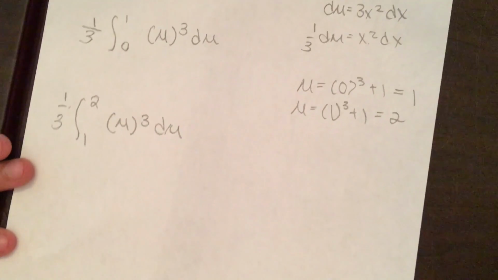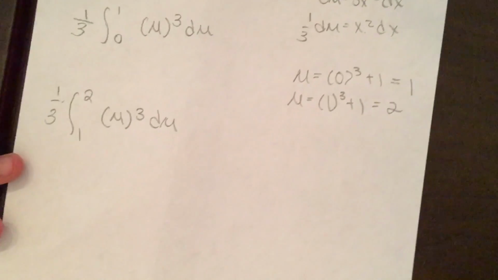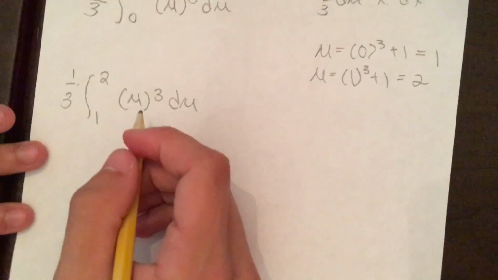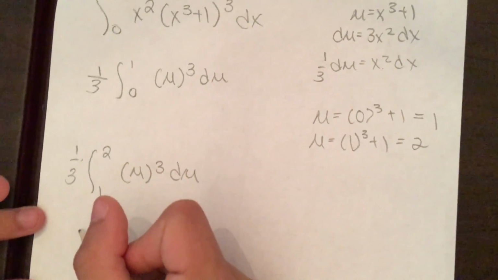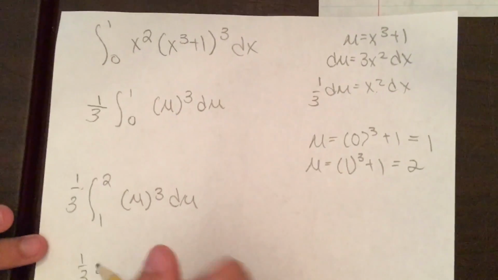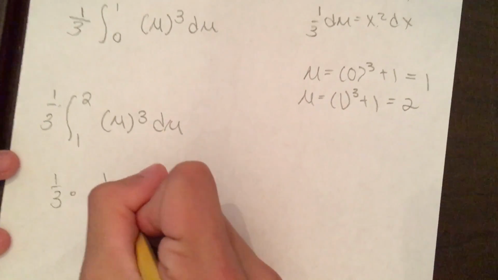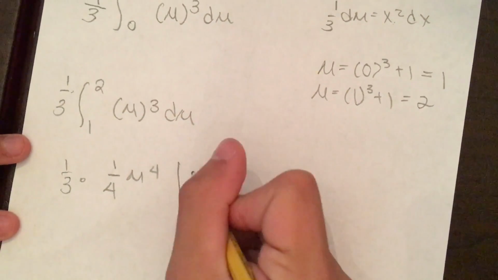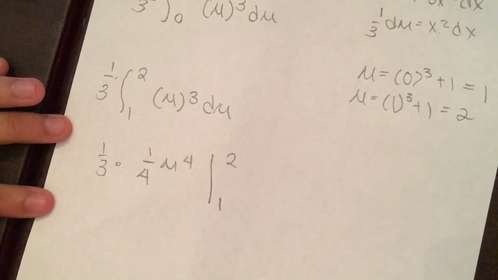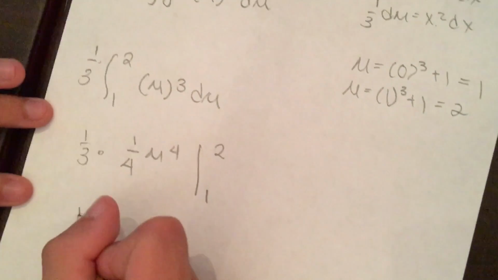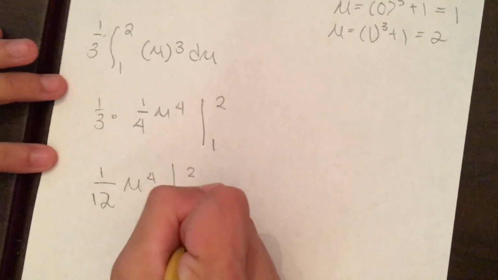So now what do you think we're going to do next? What's the next step here? I'll give you a hint. You're going to use the integral now. You're going to integrate the function. Okay, so we'll have 1/3 times 1/4 u to the 4th from 1 to 2. Nice. I like how you skipped a little step there. You're a speed racer.